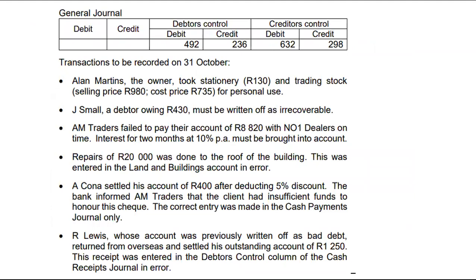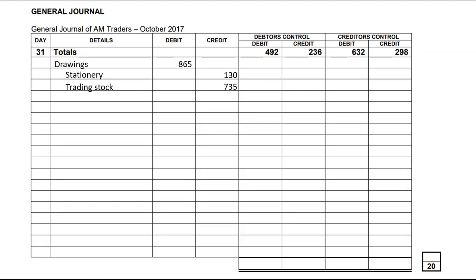Point 2 says J Small, a debtor owing 430, must be written off as irrecoverable. That is bad debts. We debit bad debts, which is an expense, and we credit the name of the debtor, which is J Small. Because J Small is also a debtor, and he's been credited because he won't be owing us anything anymore, we have to credit our debtors control.